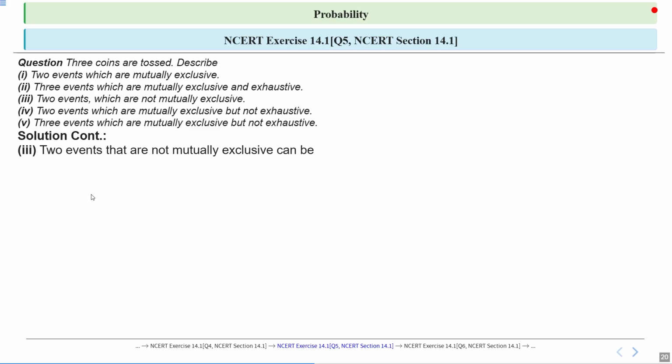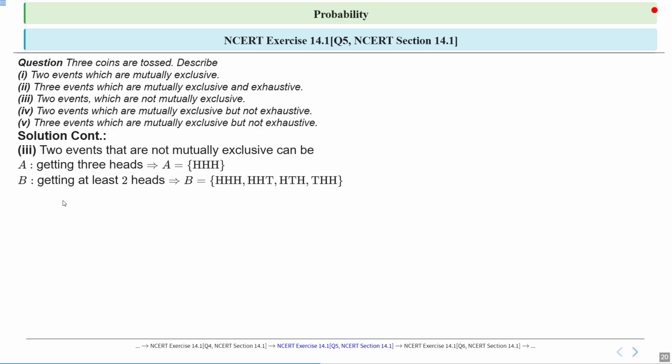So now find two events that are not mutually exclusive. Let's try to find two events that are not mutually exclusive. Take event A such that getting three heads. So event A describes the set HHH, and event B denotes getting at least two heads. So event B describes the set HHH, HHT, HTH, THH.